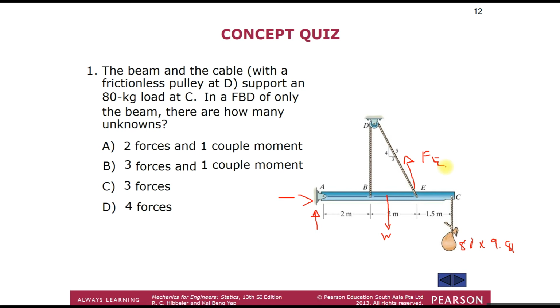So how many unknowns do we have? We have 1, 2, 3, and 4 in total. Does it have any couple moment? It doesn't have any couple moment because the support itself does not restrict rotational moment. So the answer would be D, which is 4 forces.